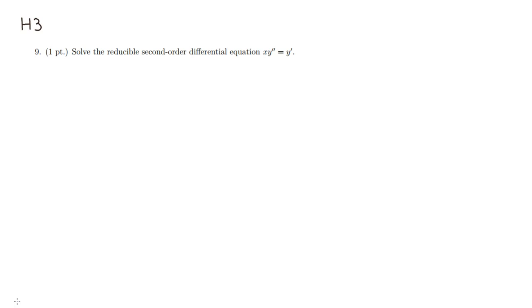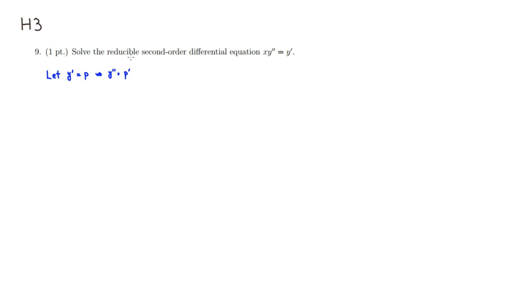Alright, let's look at homework 3, problem number 9. We have a second order reducible differential equation, and in this case we have y missing. What we can do is the following substitution. We're going to let y prime be p. And of course, if y prime is p, then y double prime would be p prime.